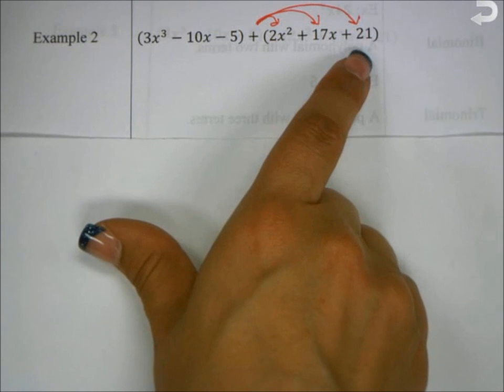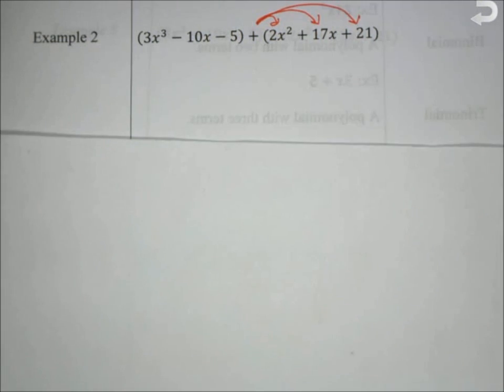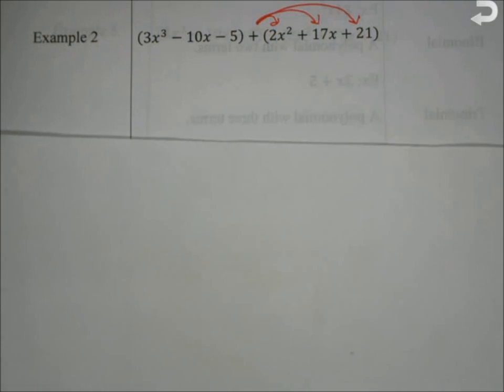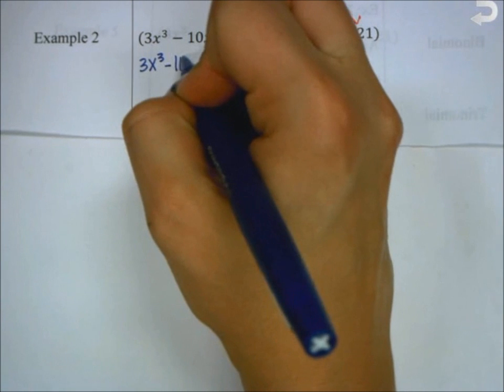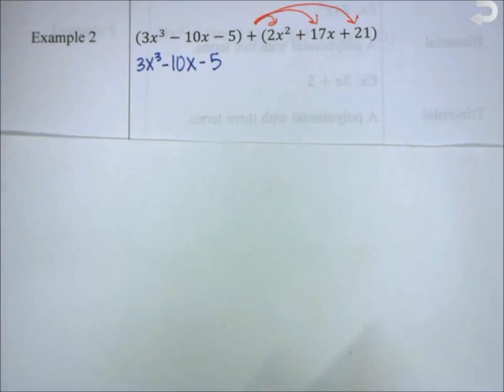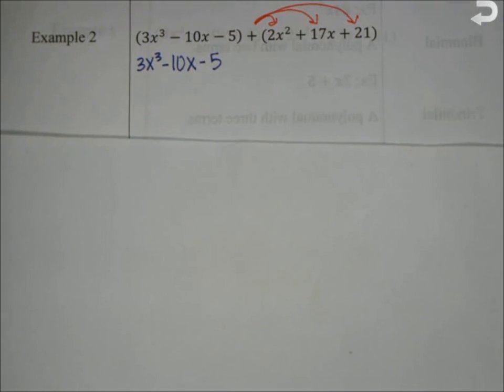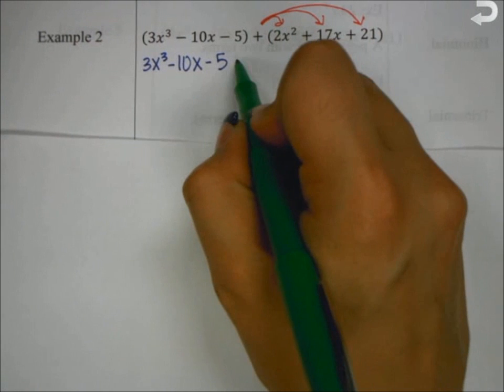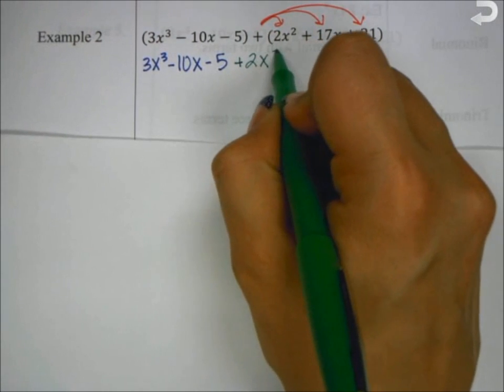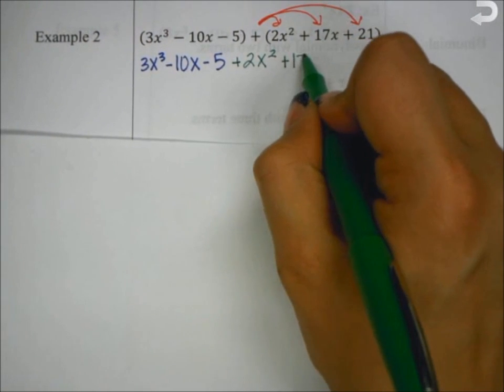But let's rewrite this expression. We would get 3x to the third minus 10x minus 5. And after I distribute the plus into the second polynomial, I would still have plus 2x squared plus 17x plus 21, correct? Because multiplying by a positive 1 does not change a single thing.